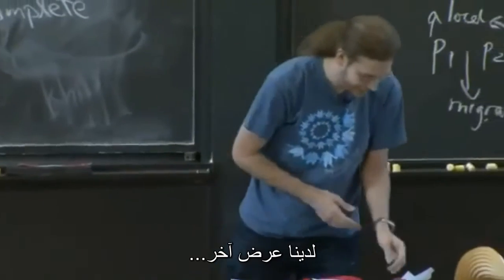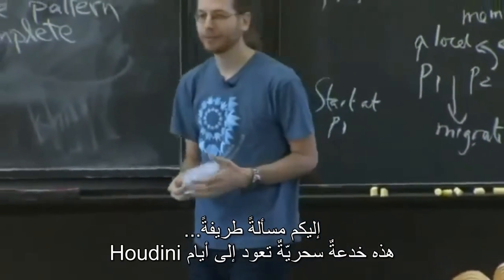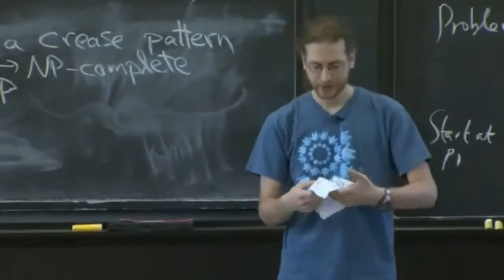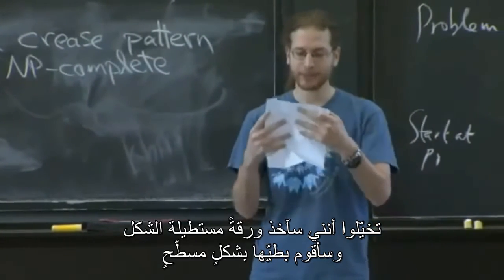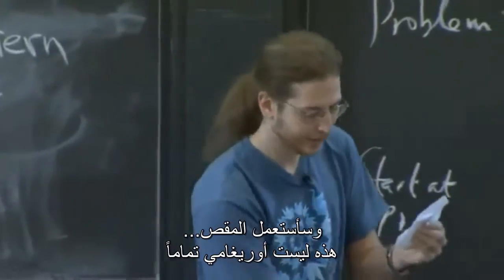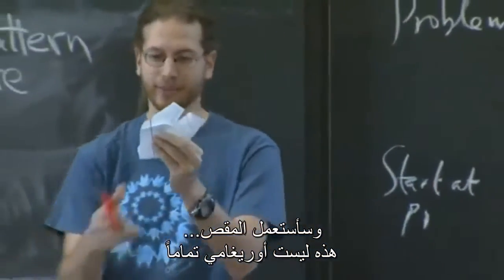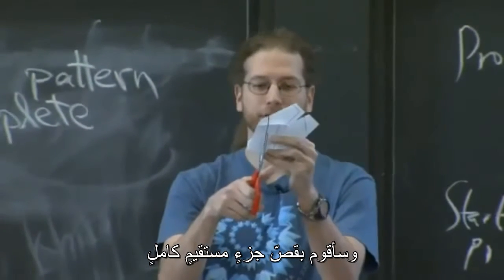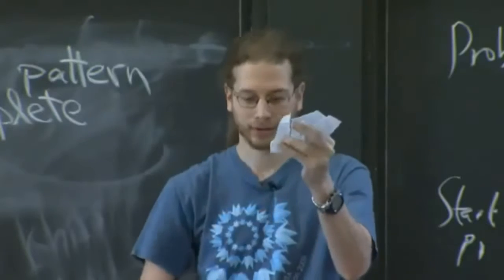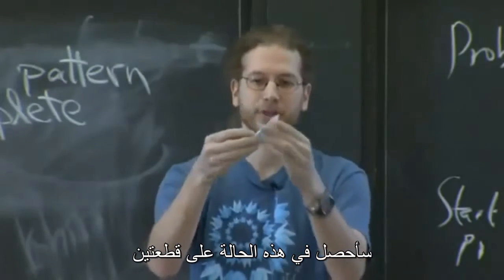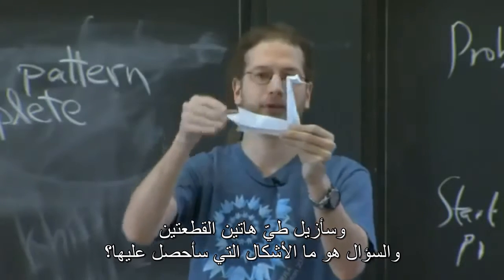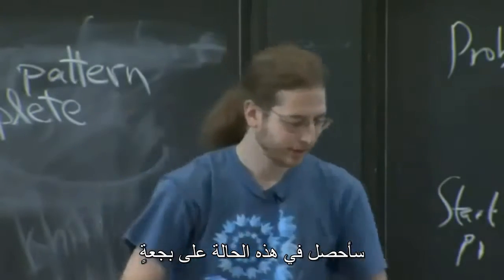Yeah, another demo. So here's a fun problem. This is a magic trick. It goes back to Houdini and others. So imagine I take a rectangle of paper, and then I fold it flat, and take my scissors, it's not strict origami here, and I make one complete straight cut. OK, in this case, I get 2 pieces, and I unfold the pieces. And the question is, what shapes can I get out of those pieces? So in this case, I get a swan.